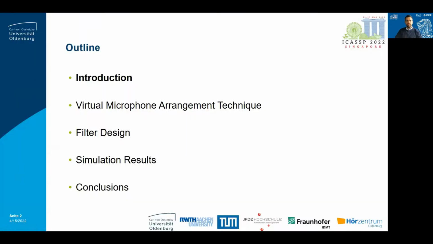The outline of this presentation is the following. First, I'm going to give you an introduction into the topic of active noise cancelling headphones, followed by a description of how we use the virtual microphone arrangement technique to minimize the sound pressure at the eardrum instead of at the inner microphone. Third, I'm going to present you the proposed optimization procedure with a convex objective function that we use to derive a fixed multi-loudspeaker ANC controller.